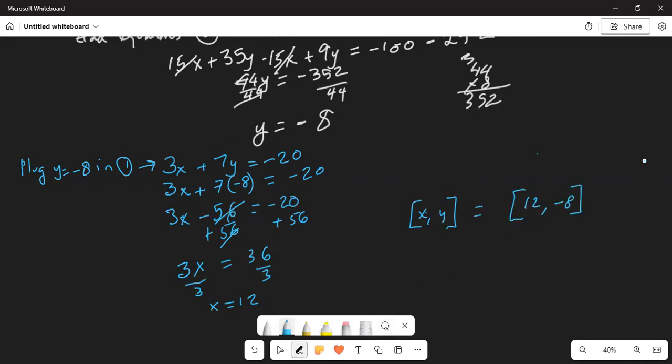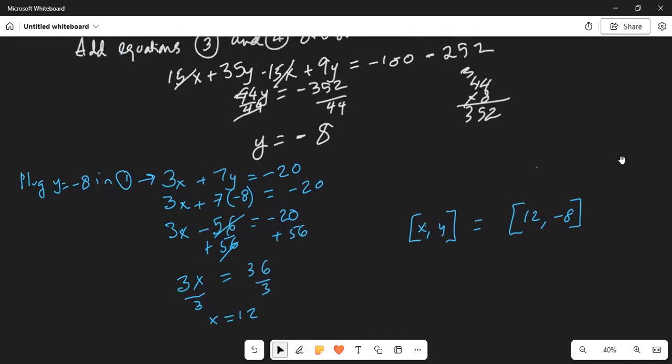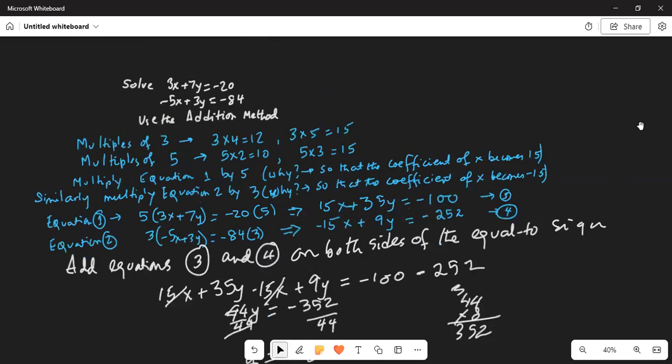So let me repeat what I did briefly. The equations given to us are 3x plus 7y equal to minus 20 and minus 5x plus 3y equal to minus 84. Now we are looking for the variable which has opposite sign, which is x, because in the first equation it is 3x, and in the second equation it is minus 5x. So positive 3x and negative 5x. So this is a good chance of elimination of x.